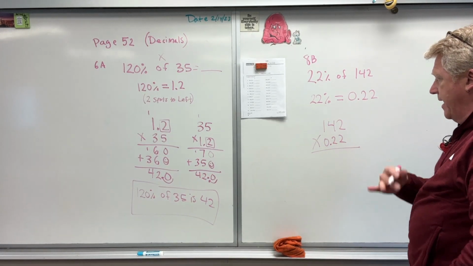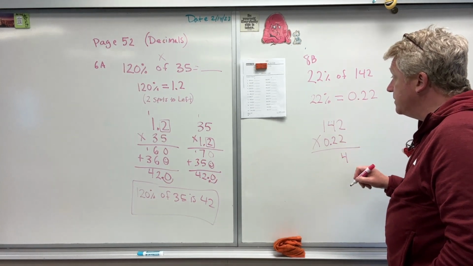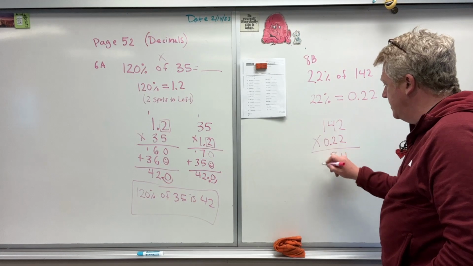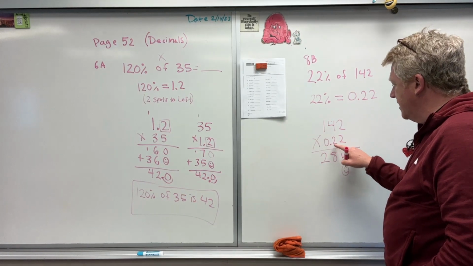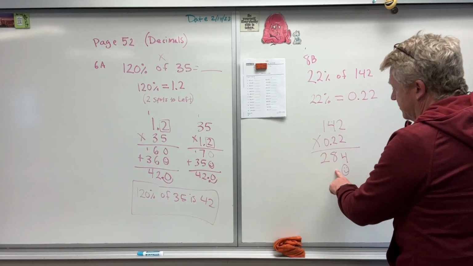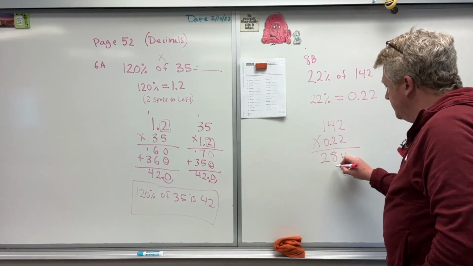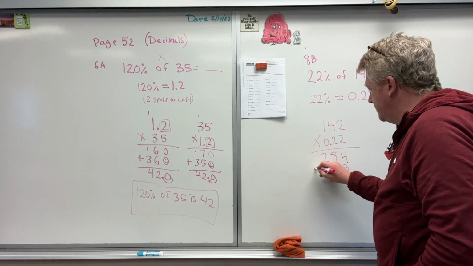All right, and then we multiply. 2 times 2 is 4. 2 times 4 is 8. 2 times 1 is 2. Smiley face here is my placeholder because I'm starting in the tens place, or tenths place here, so I'm gonna have my answer start right below. 2 times 2 is 4. 2 times 4 is 8. 2 times 1 is 2.